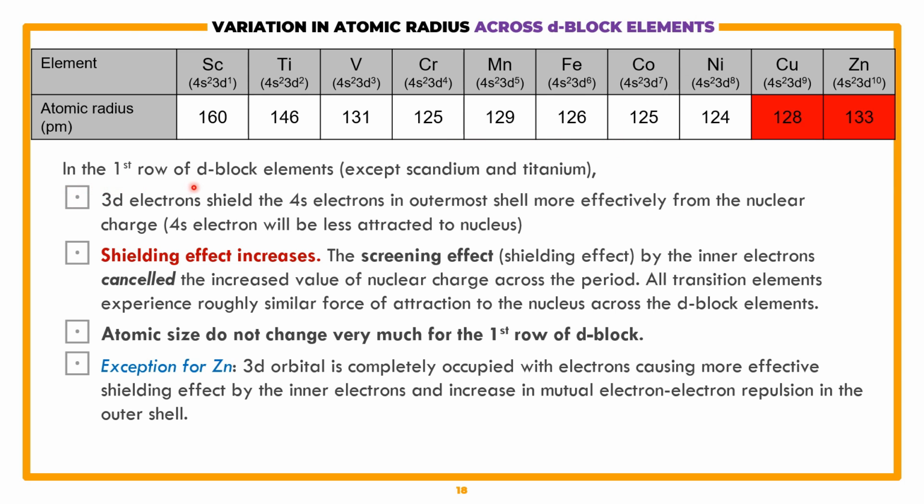In the first row of d block elements, except scandium and titanium, 3d electrons shield the 4s electrons in the outermost shell more effectively from the nuclear charge. 4s will be less attracted to the nucleus. Maksudnya adalah, kita ambil contoh vanadium.